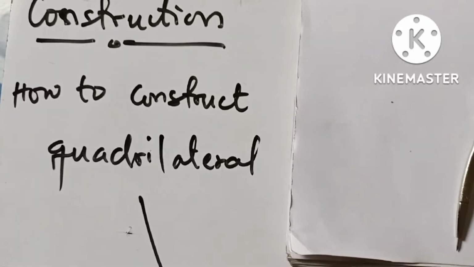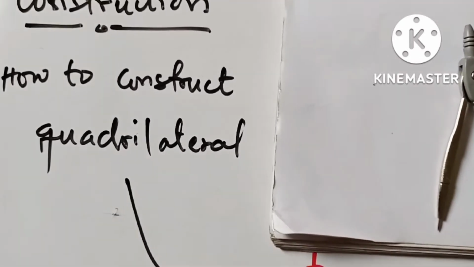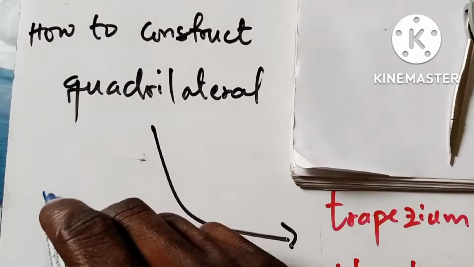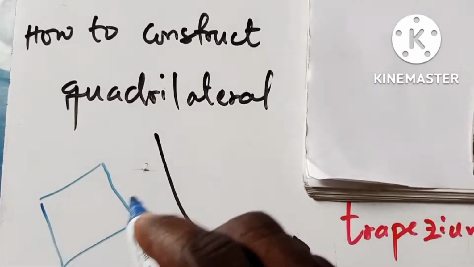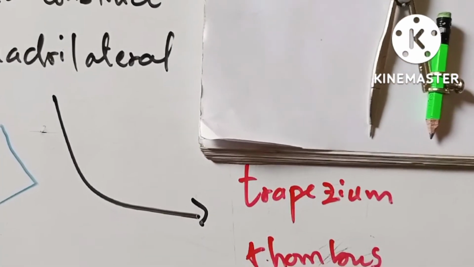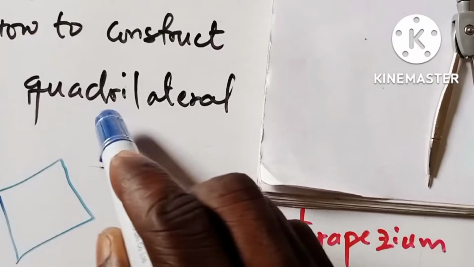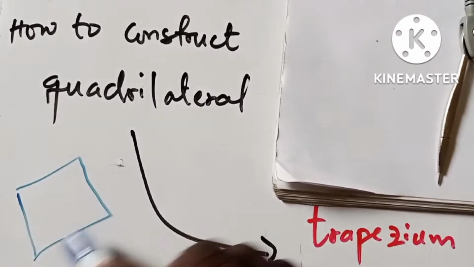In this video we are going to learn how to construct a quadrilateral. A quadrilateral is just a name for any four-sided figure. Of course, the basic ones are the square and the rectangle. Some of the other quadrilaterals that you may know, this is just a name. What matters is that it is a four-sided figure: 1, 2, 3, 4.